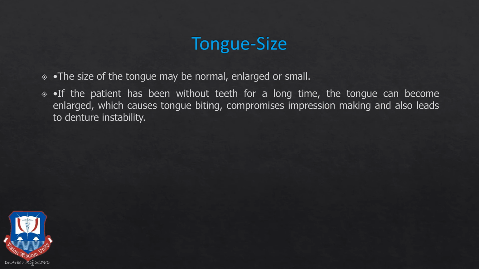Now coming to the tongue size. Usually the size of the tongue may be either normal, large or small. When the patient has been edentulous for a long time, because there is nothing stopping it, the tongue is generally large or increases in size. So this creates problems during the procedures for denture construction, such as impression making, such as jaw relation, and it will also affect the stability of the denture.